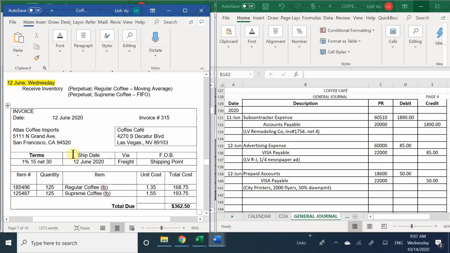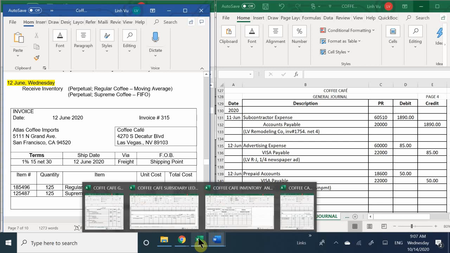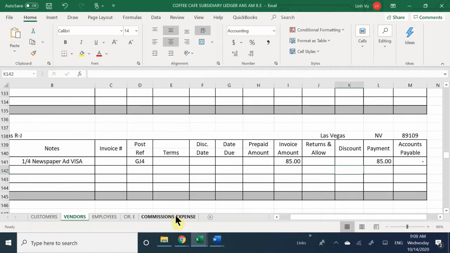Yes, Lynn, small question. Are we to update this subsidiary ledger on this $50? Subsidiary ledger? Oh, for the newspaper or for the advertising? Yes, we do. We have to update our subsidiary ledger. You're right, we have to update our city printers. Thank you.